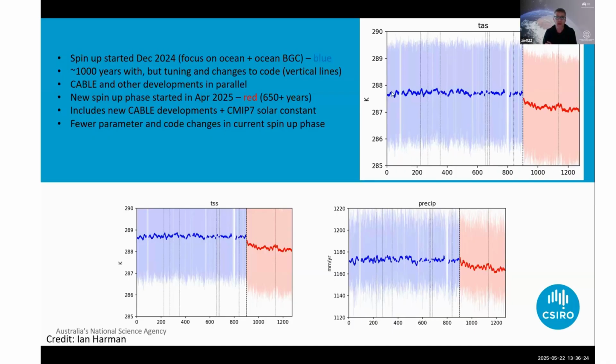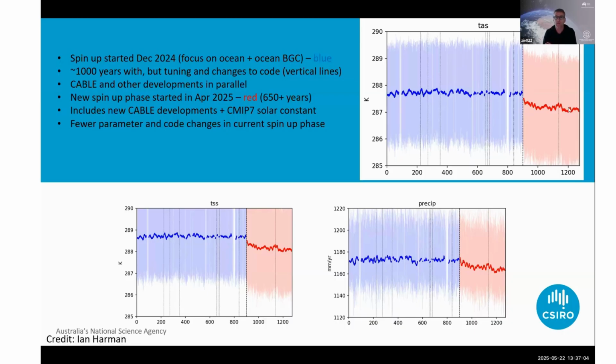And then in April this year, we combined the developments that were going on in parallel, mainly on the land side in cable, with the run that we've been running since December, and making use of the initial conditions at the end of this first spin-up phase, so that we maintain the spun-up ocean and biogeochemistry. And then that's basically the next phase highlighted here in red that we started in April, and that's been run now for almost 700 years as well.